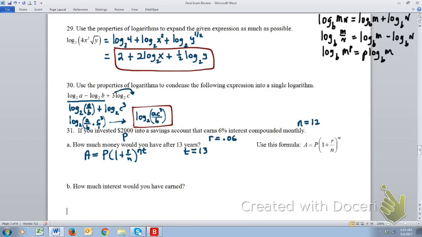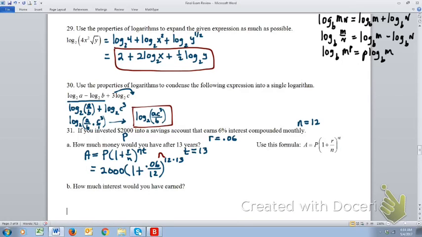That means T is 13. That's everything we need to know. Let's go ahead and plug those in. So once you plug those in, it's just a matter of putting that into your calculator. Do not forget to use the caret symbol right about there. And you would want to put this in parentheses when you do that, or just make sure that we're taking it to 12 times 13 to that power.